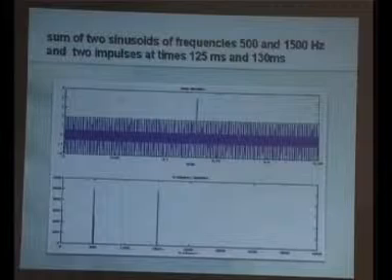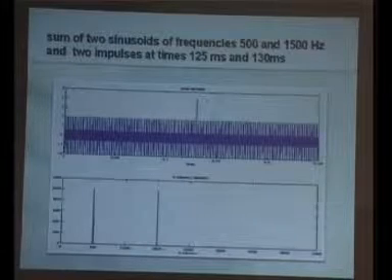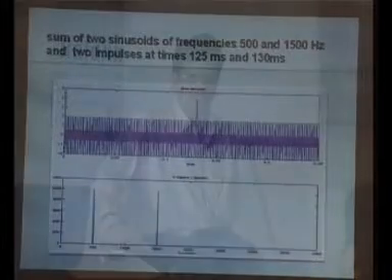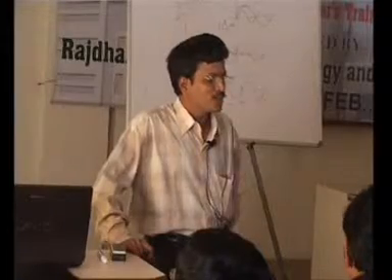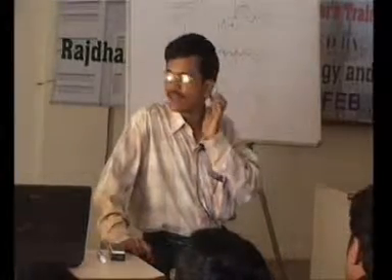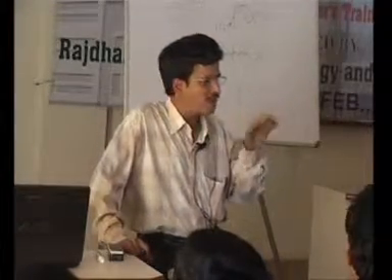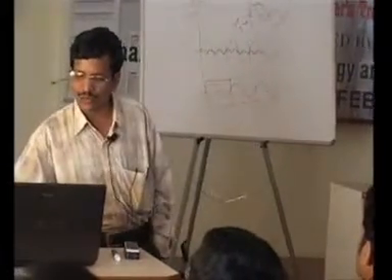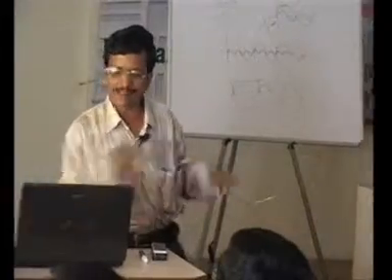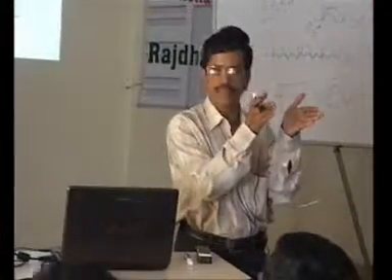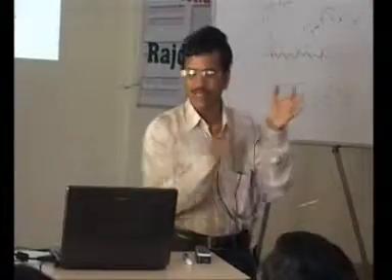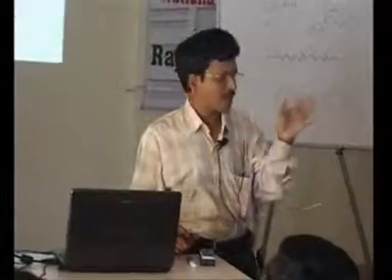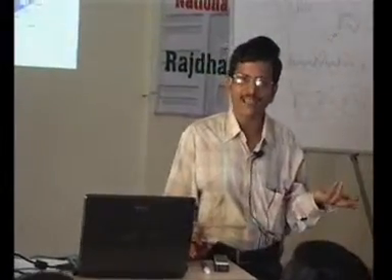Tell me once. You have a signal of 1500 Hz. What is the time period of 1500 Hz? 1 by 1500. So if you are taking a window width of 8 milliseconds, that means up to 8 milliseconds you take a window. So in that 8 milliseconds, will you get the information of 1500 Hz or not?